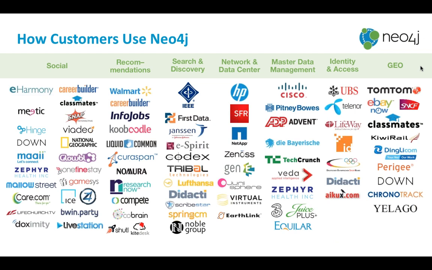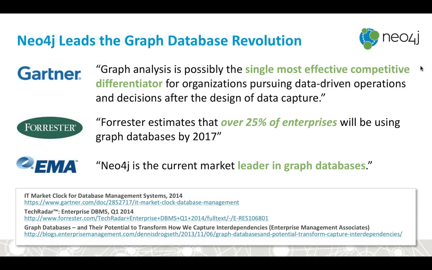Neo4j has been adopted by verticals all across the board. Every different type of industry finds that the power of graph databases can really help them make their business faster and more intelligent. And customers are using it for all sorts of different types of use cases. So from social to recommendations to master data management to identity access, a lot of different types of use cases find the power of graph databases to be quite important and easier than relational databases to accomplish their business goals.